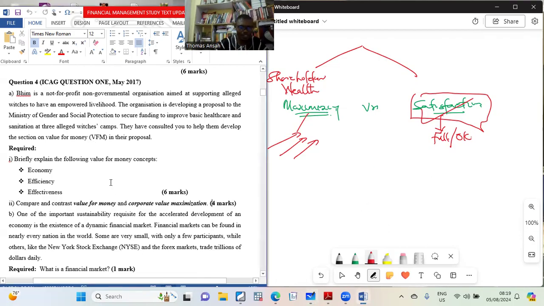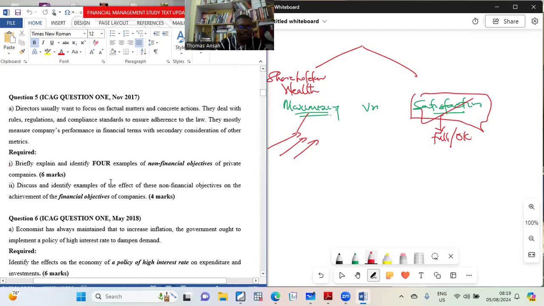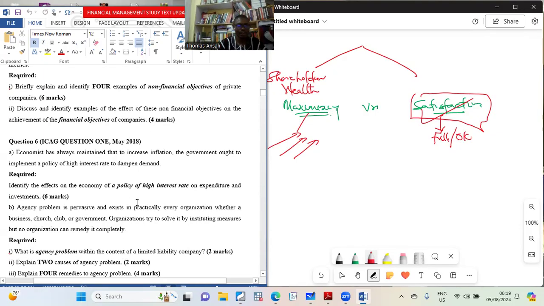And there are past questions again that ask about, and we will come to this, the next thing we will be talking about, the financial objectives and the non-financial objectives. That's the next thing we'll be talking about. So you should be able to deal with it. All right. That is that.